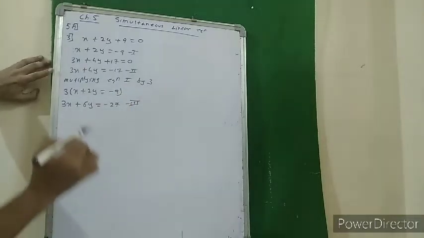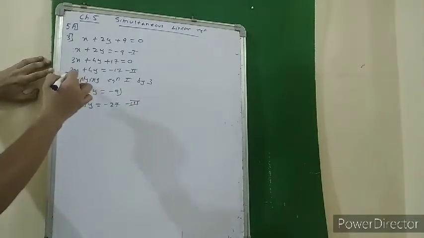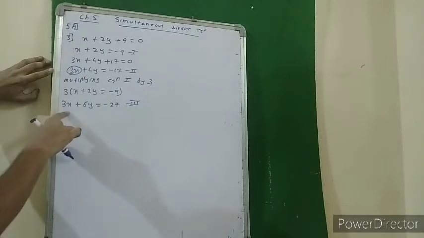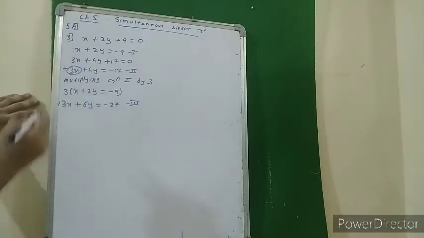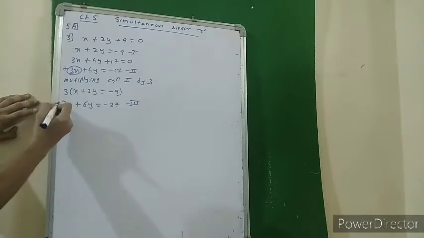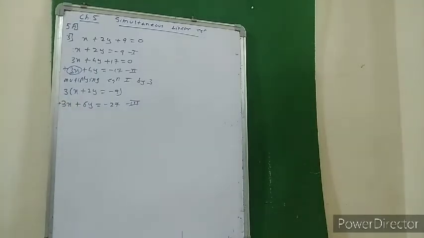Now we observe it properly. We have 3x over here and 3x over here, and both the signs are plus. When signs are same, what should we do? Signs are same, we will subtract it. And if signs are different, we will add it. So subtracting equations 2 and 3.